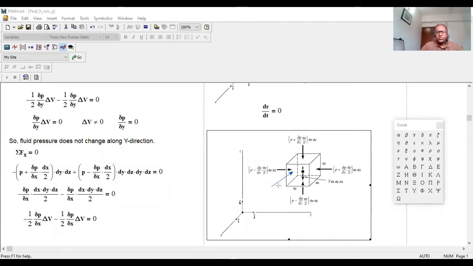Okay, so this pressure works along the negative x direction, and one more pressure along this surface works along the positive x direction.